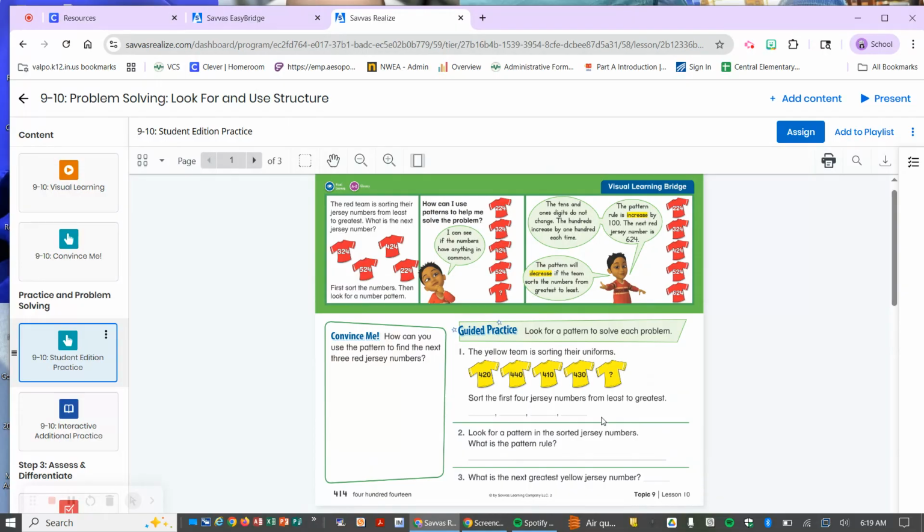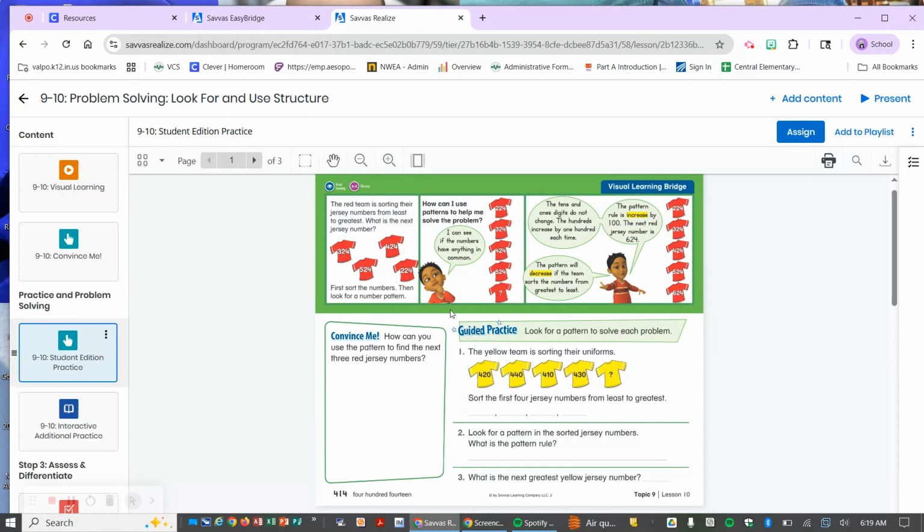Number 1 says, the yellow team is sorting their uniforms. Sort the jersey numbers from least to greatest, and then we need to fill in what's coming next. So those jersey numbers are organized 420, 440, 410, 430. We need to put them in order from least to greatest. I'm noticing that they all start with 400, but some of their tens places are different. The one that's going to come in this first place should be 410.